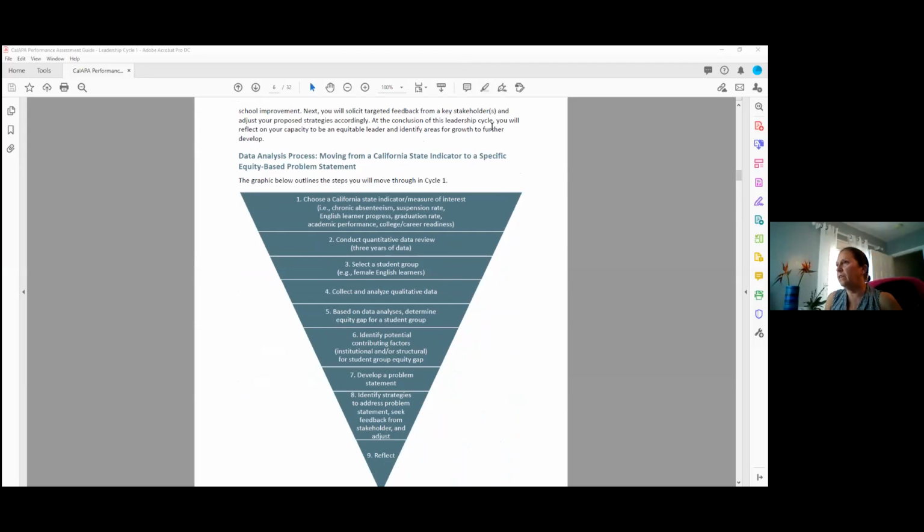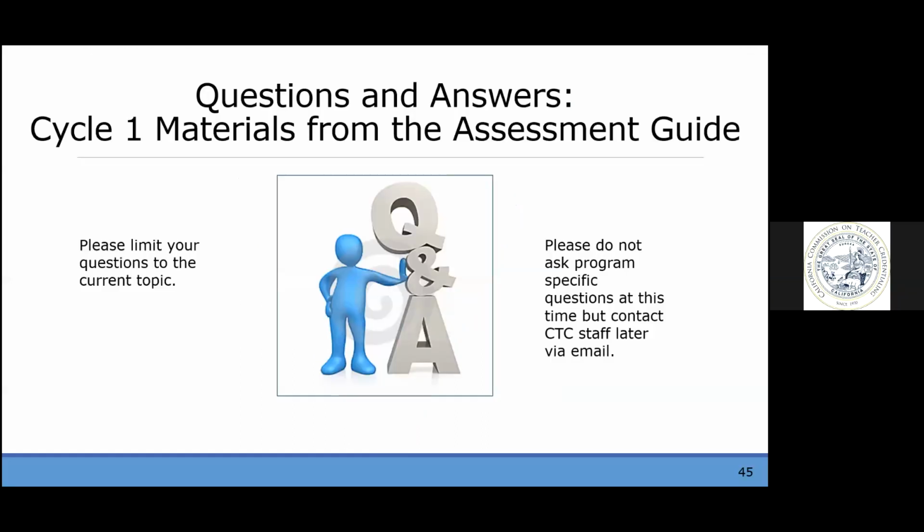And the data for the school site would be found on the California data dashboard. And that's the only question that's coming in. Additional quantitative data can be used as well. Go ahead. We're up to date. That's the only question. Just come in if you want.